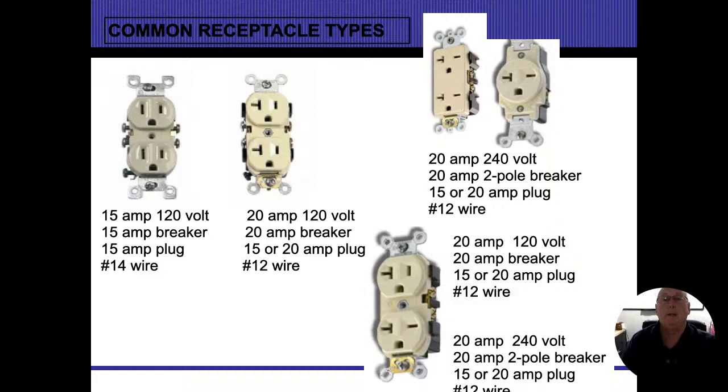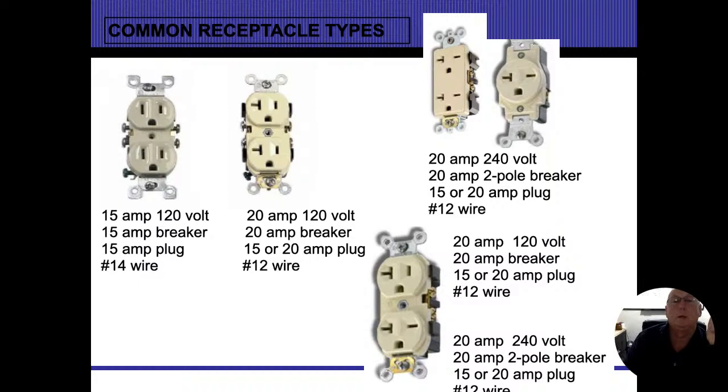Going off to the right, even more, we start seeing 240 receptacles. And these 240 ones are going to have the energized conductor slot on a horizontal phase. So that's going to tell me that's a 15 or 20 amp plug, and that's going to be for a 240 volt circuit.